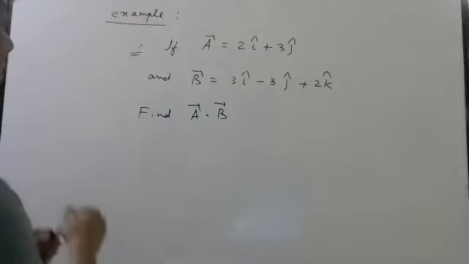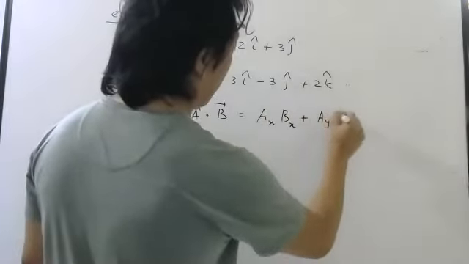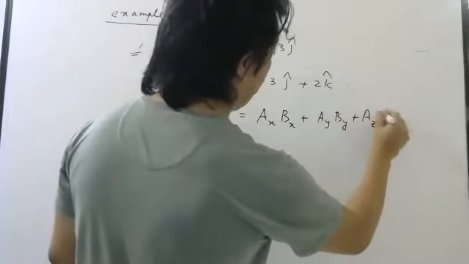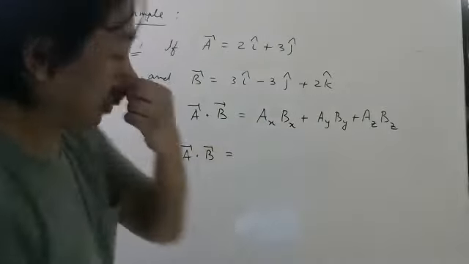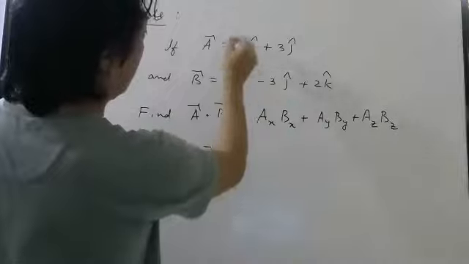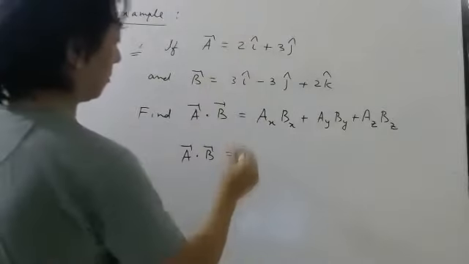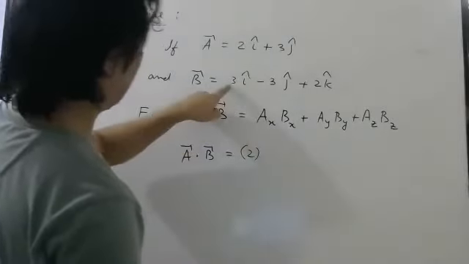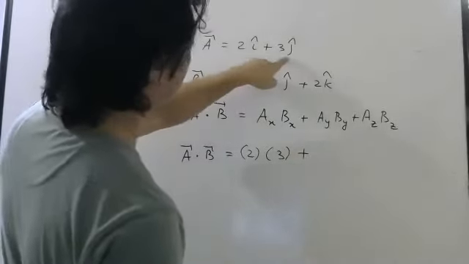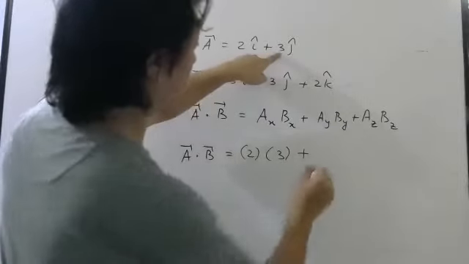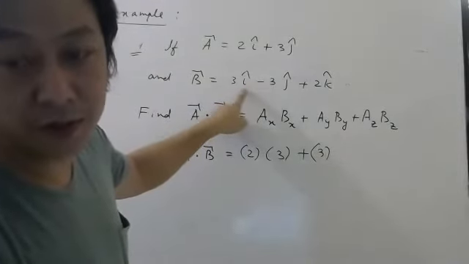Okay, let us check. What is the formula again? Ax bx plus ay by plus az bz. So a bar dot b bar. What is ax? Ax means the x component. X component means whatever is in front of i cap. So this is your x component, 2. What is bx? X component of b bar, 3. Y component is with j cap, always. 3. What is y component of this?